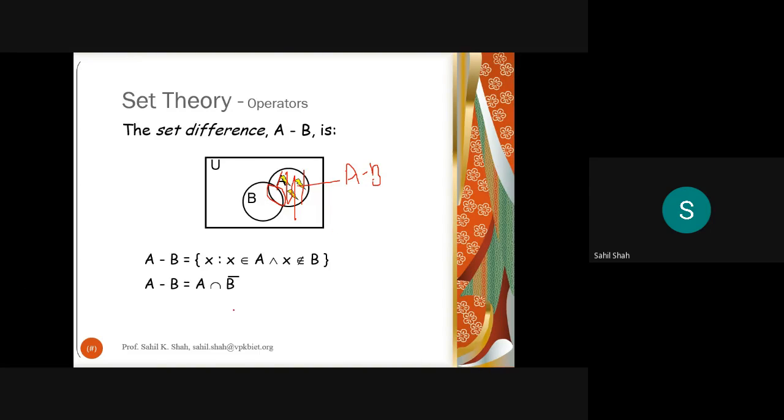This law we will talk about shortly. A minus B is nothing other than A intersection B complement. Once I come to this point, I will discuss more.